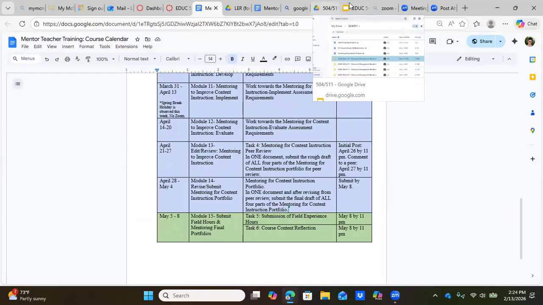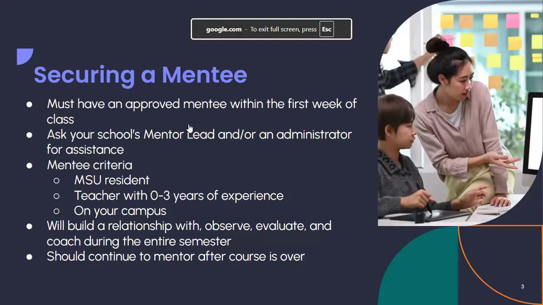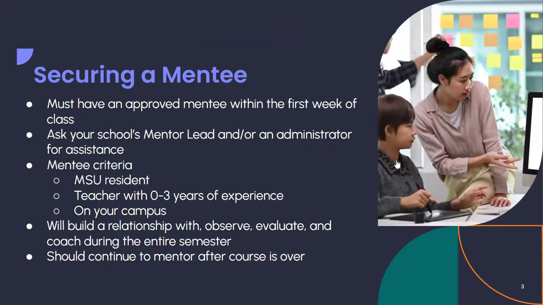Okay. All right, let's go back to our slide deck. Now that we've gotten a little overview of your major assessments, the 2 portfolios, the field experience hours, and I reviewed the Canvas setup for you, the next piece that is critical is that you have to make sure you have a mentee. The class itself is mentor teacher training. It's all applied. In order to prove that you can be a mentor, you have to have someone to work with to do it. So you must have an approved mentee within the first week of class.